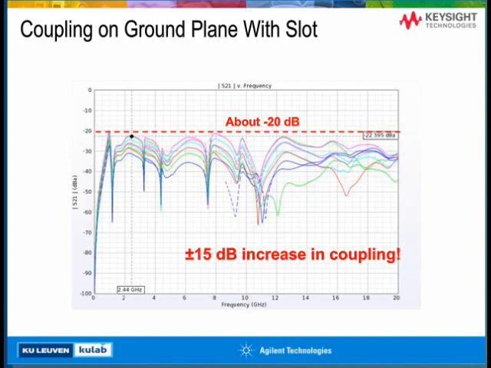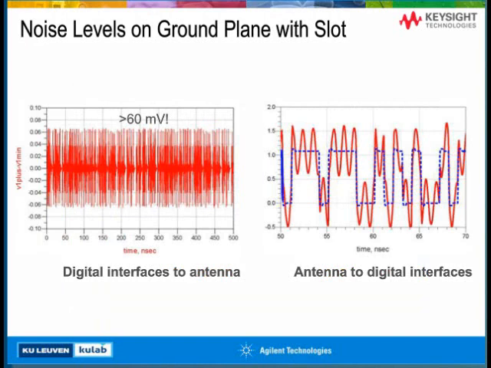And that is also expressed in the S parameters, where we now see about an increase of 15 dB in coupling, up to minus 20 dB. We can also see this in the time domain. When we look at the coupling from the digital interface to the antenna, we see that we get up to levels of 60 millivolts, while for the coupling from the antennas to the digital interfaces, we see quite a high coupling in red here, probably almost closing our eye diagram.